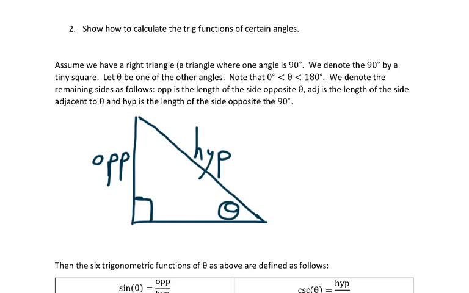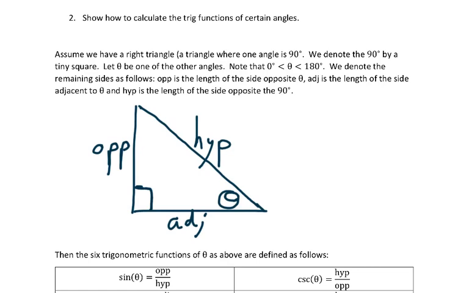The remaining side, this side here, is the side next to theta, adjacent to it. That's the adjacent side. Its length I'm denoting by ADJ. So we have the three sides here. Let me just say it again. ADJ is the length of the side next to theta, adjacent to theta, that is. OPP is the length of the side opposite theta, and HYP is the length of the hypotenuse, which is the side opposite the 90-degree angle.